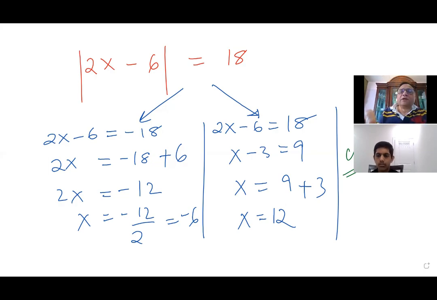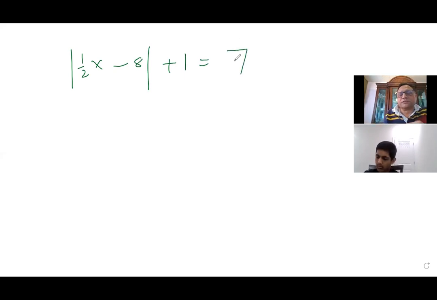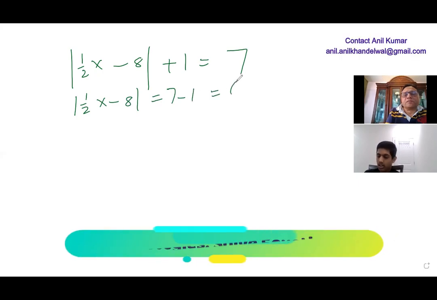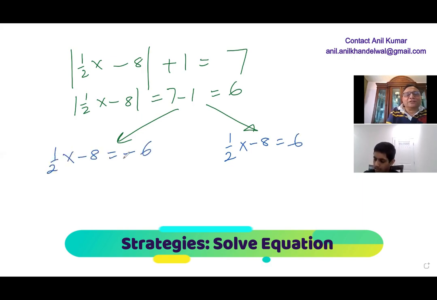Very good. Let me complicate this equation a bit more, and this time I'm saying this is half x minus, let us say some value 8, and we are saying plus 1 is equal to 7. Now, how will you solve this? Okay, so first, since you have to isolate the absolute value, you have to subtract 1 from both sides. So you get absolute value of half x minus 8 equals 6. And then you get two equations. So half x minus 8 equals minus 6, and half x minus 8 equals 6. And then you solve as we did earlier. Is it okay?